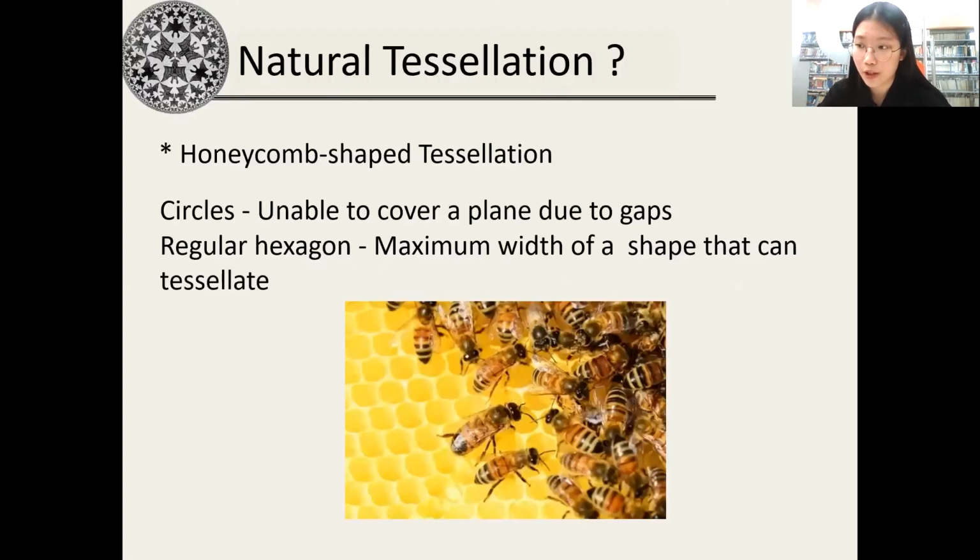When given a fixed perimeter, the shape with the largest area coverage is a circle. However, when several circles are connected, a gap forms, so it is impossible to make a tessellation with circles because it cannot cover the whole plane without gaps. So regular triangles, squares, and hexagons can tessellate, and the hexagon can cover the most space when given the same perimeter. As you can see in this picture, the honeycomb structure consists of regular hexagons, and we can say that this is a tessellation we can find in nature.